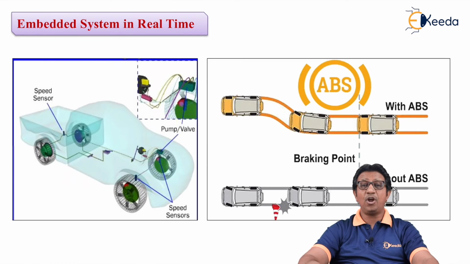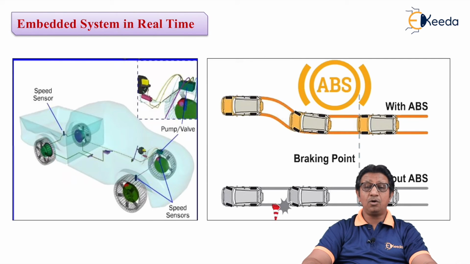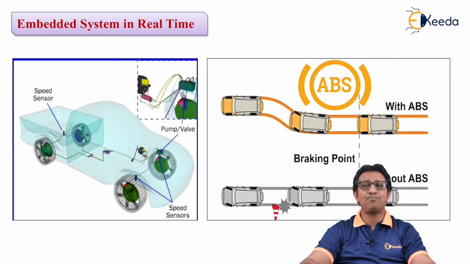Let's see an example of a hard real-time system. Take the anti-braking system. If a car is without an anti-braking system, what will happen? When the car is moving and somebody applies a brake, generally brakes are applied at the back or the front, not all four together. So when the brakes are applied, a few wheels may get stopped and a few wheels may be moving. So the car may skid or it will start moving at the same point.